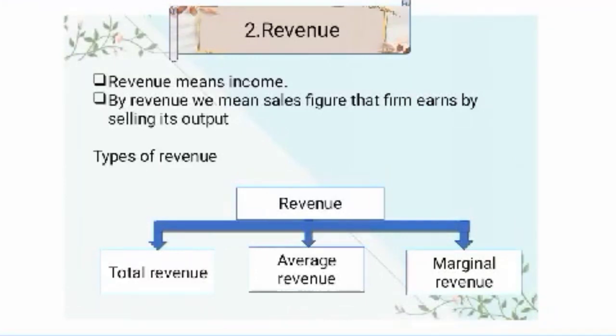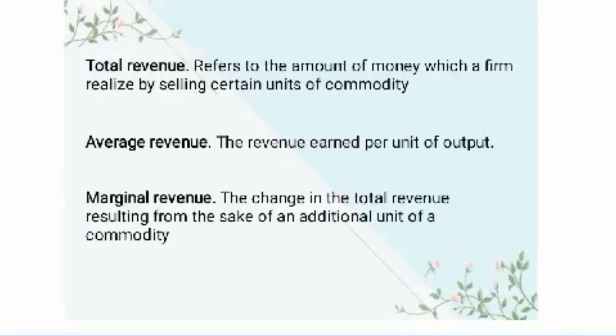So let's move on to the revenue. Revenue is the income obtained by a firm through the sale of goods at different prices. There are three types of revenue, which are total revenue, average revenue, and marginal revenue. The first one is the total revenue. The income earned by a seller or producer after selling the output is the total revenue, and it is the product of price and output.